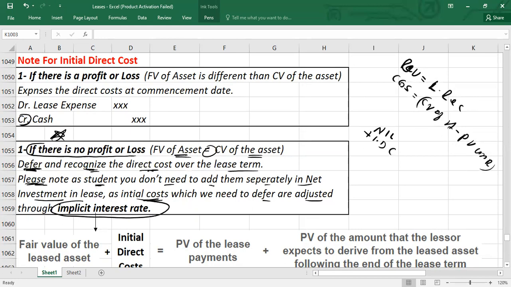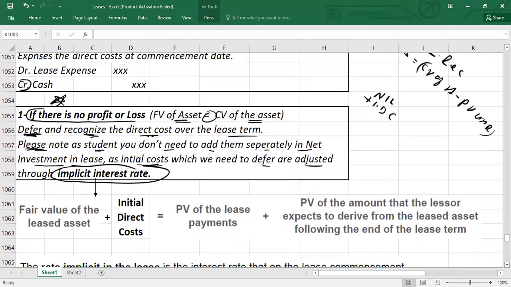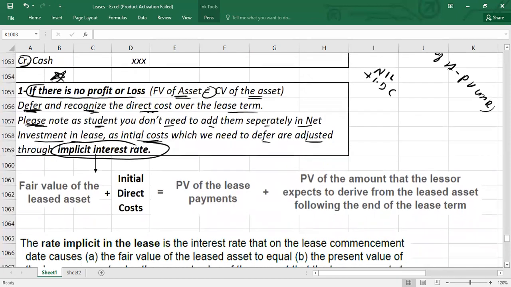Maybe this point is a little bit hard to absorb, guys. Actually what I told you, as a student you don't need to add separately into the net investment of lease. It is always reflected through the implicit interest rate. You don't need to do anything. Now maybe you are thinking, how will the lessor calculate the implicit interest rate, guys? Actually, this calculation is also not part of your exam, because it's a bit of a finance area.